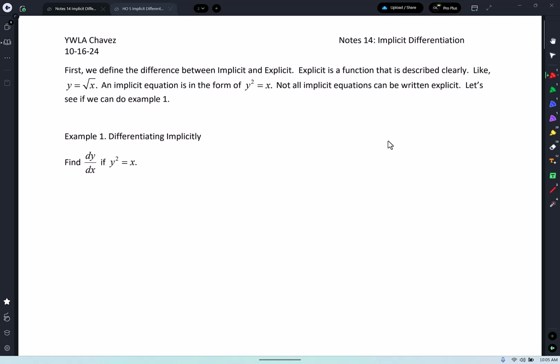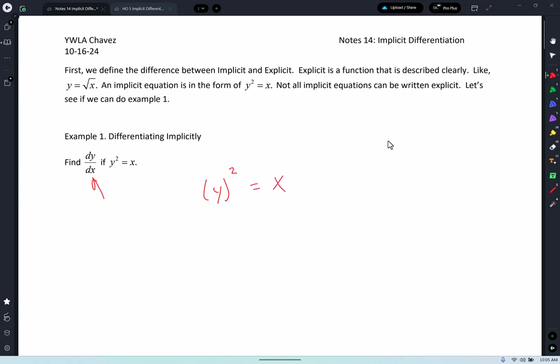You guys ready? Notice that in example one, they want dy dx. I'm going to go really slow. This is like, quote unquote, chain rule. It's not, but it's like it. You can write it like this. So it's like saying that.